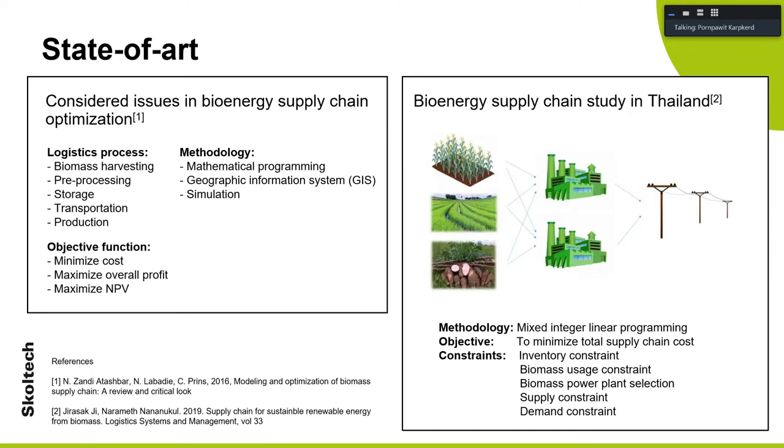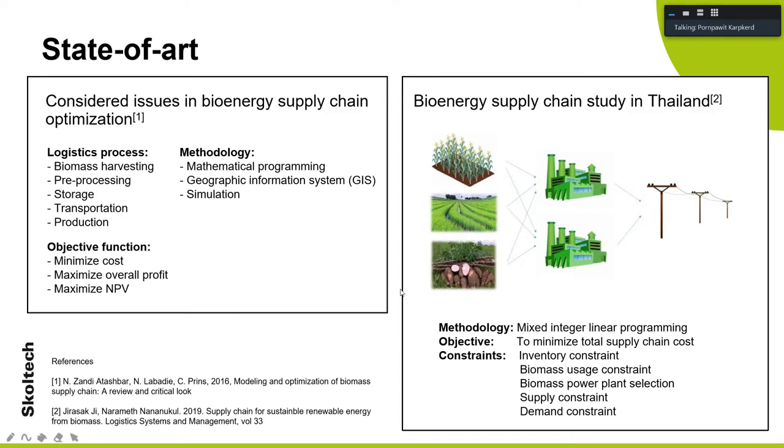And here is some state of the art, as many studies are about bioenergy supply chain optimization. And on the left side, this study is about the issues that we should consider when doing bioenergy supply chain optimization. The first issue is the logistic process or logistic activities that occur in the supply chain: biomass harvesting, pre-processing, storage, transportation, and energy production. The second issue is the objective function. What is the objective of the optimization? To minimize cost, to maximize profit, or maximize NPV. And the third one is the methodology we use to do optimization: mathematical programming or some simulation software.